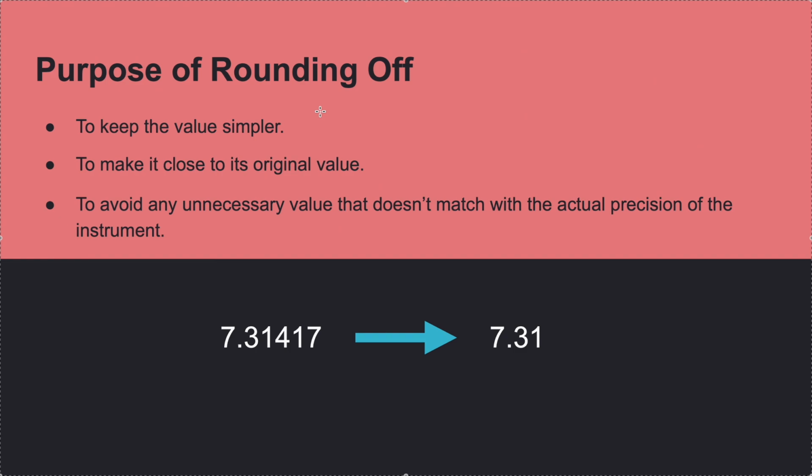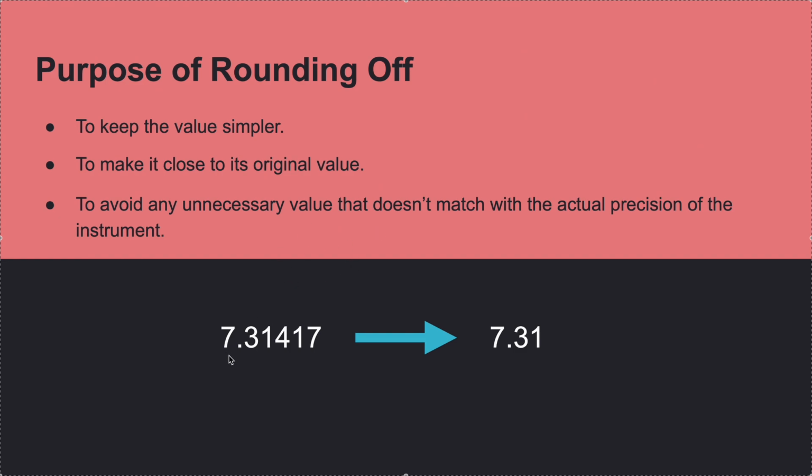So the purpose of rounding off digits is to keep the value as simple as possible, to make the value close to its original value, and to eliminate any excessive values that do not match with the precision of the measuring instrument.